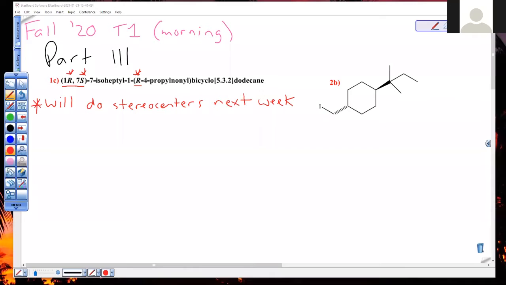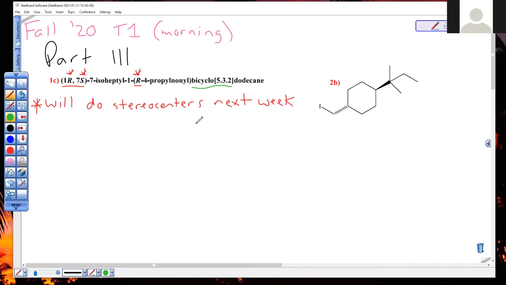To the races with some nomenclature next. And here we are. How do we approach a nomenclature question that has bicyclo number dot number dot number in it? You got to read all those rules about bicyclo. That's the end of the nomenclature section.